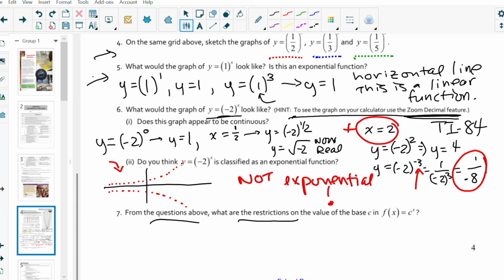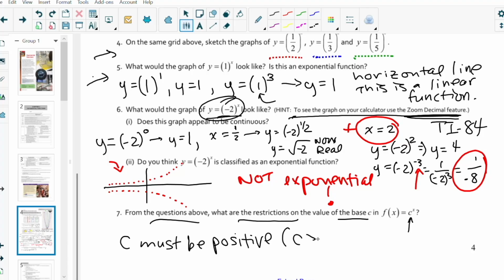From the questions above, what are the restrictions on the value of the base? So the value of the base c, okay? So c, from what we just looked at here, c must be positive. So mathematically, how do we define that? C must be greater than 0, so cannot equal 0, right?